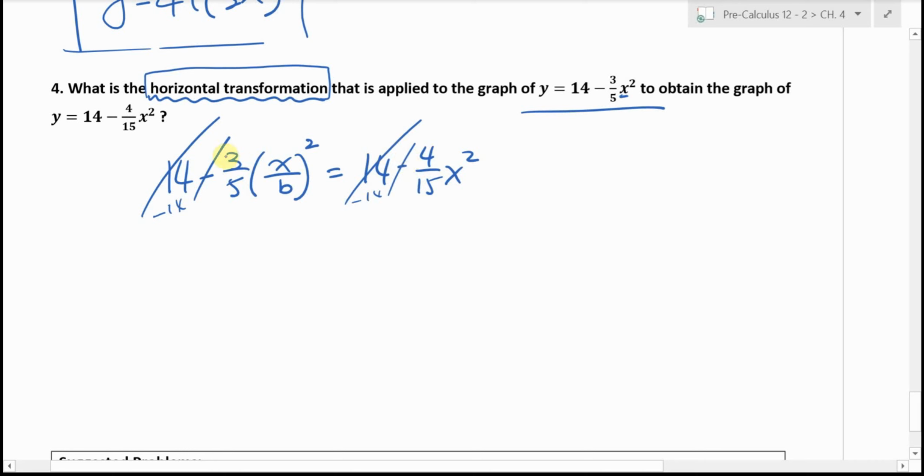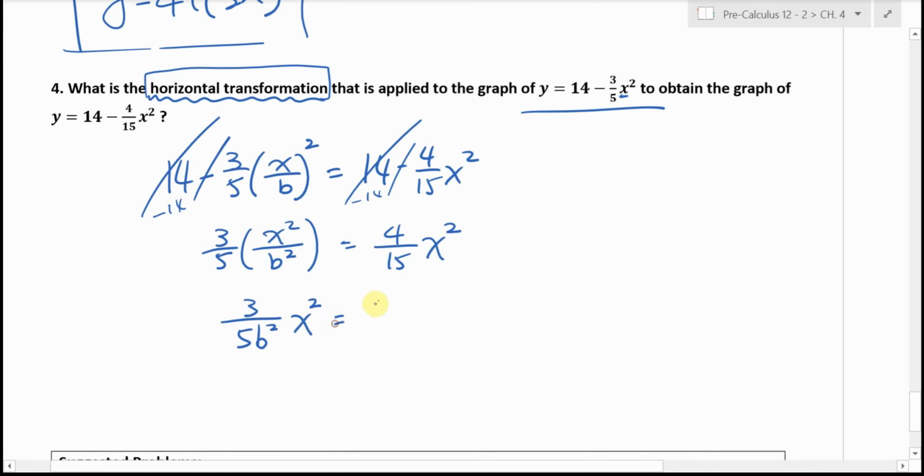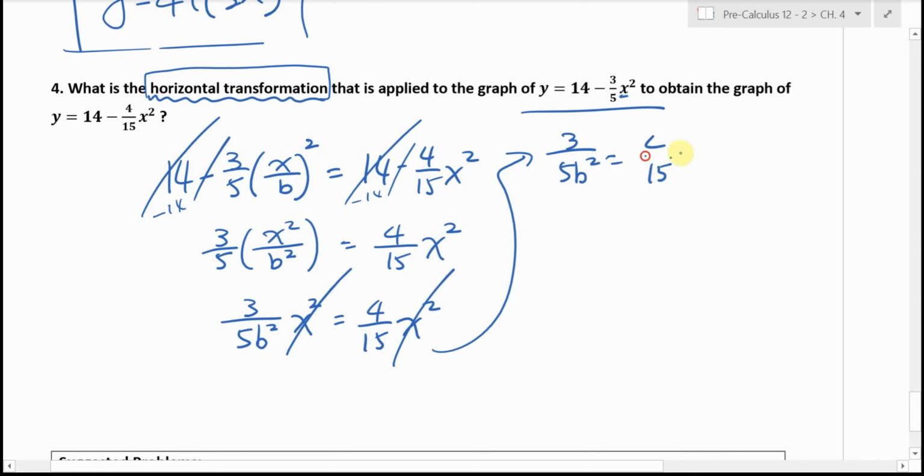Okay, so now I'm going to expand this. I really have 3 over 5 times x squared divided by b squared. This is going to equal 4 over 15 x squared. Now if I rearrange this, I have 3 over 5b squared times x squared is equal to 4 over 15 x squared. Notice how both are multiplied by x squared, so that really just cancels out as well. So now our final equation is going to be 3 over 5b squared is equal to 4 out of 15. Now we can solve for this.